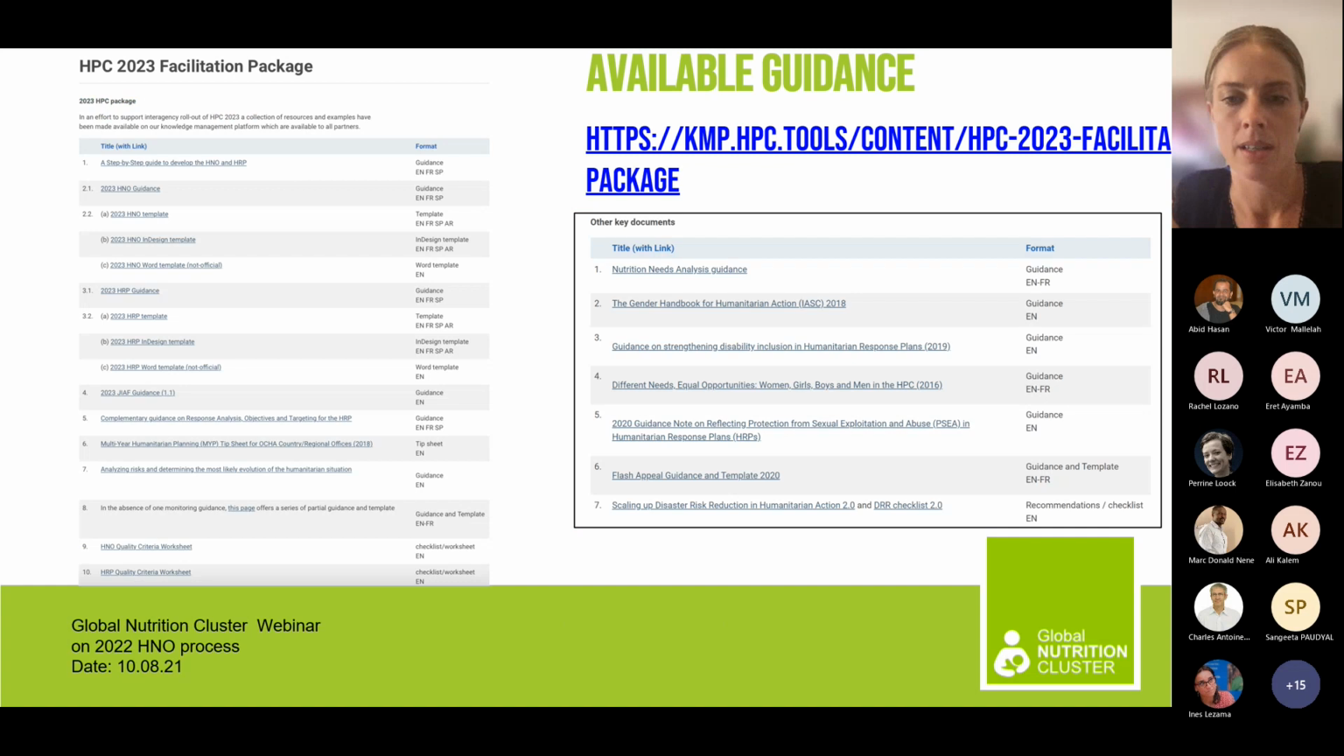This next slide is the full list of guidance that has been published to support the HNO and HRP process, including the step-by-step guidance and the HRP instructions, which we just discussed. You will note that OCHA also promotes the use of the GNC-developed nutrition needs analysis guidance for nutrition clusters, as illustrated on the right-hand side of the slide here.